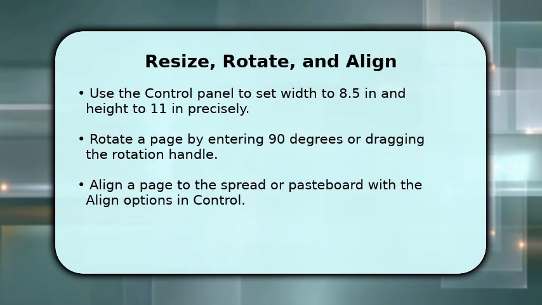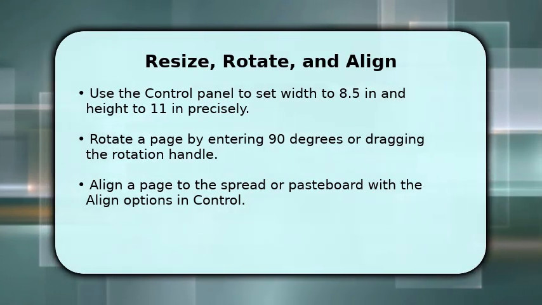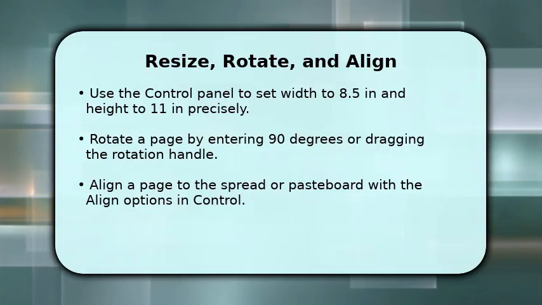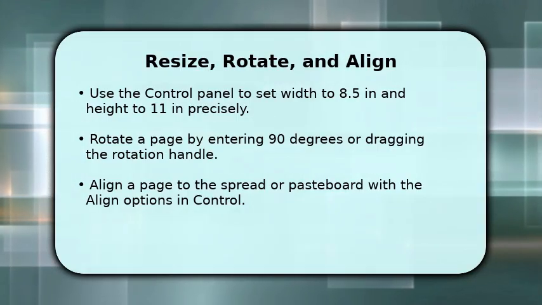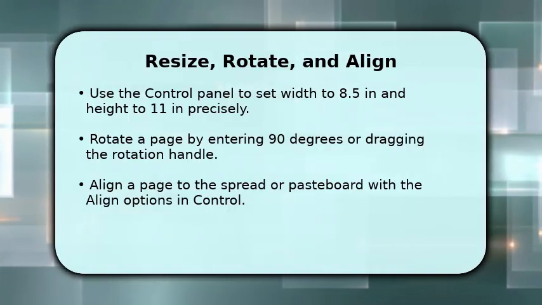With a page selected, use the Control panel to set width and height numerically. For example, set width to 8.5 in and height to 11 in for standard letter pages. Rotate a page by entering 90 degrees or dragging the rotation handle for landscape orientation.